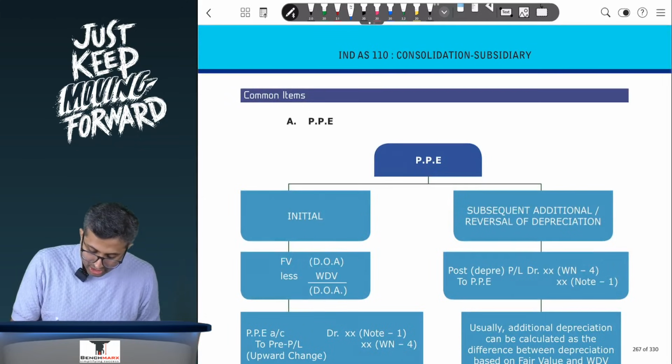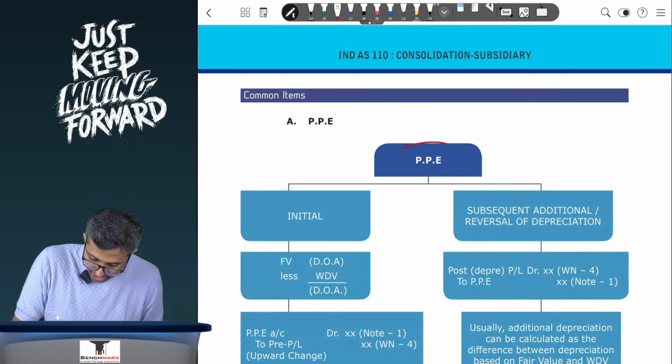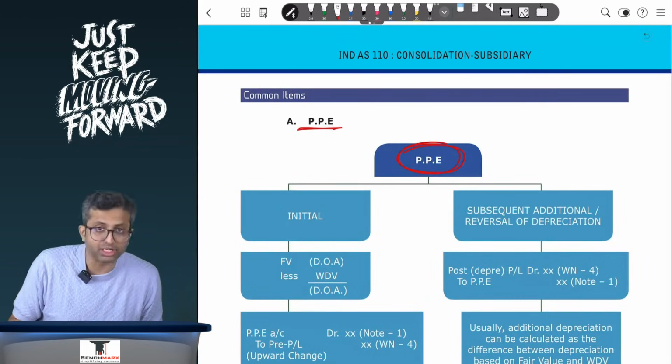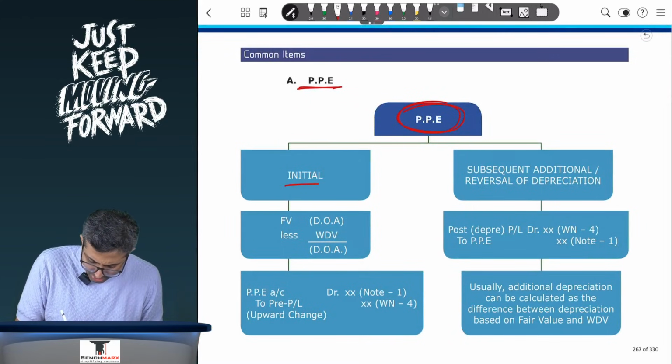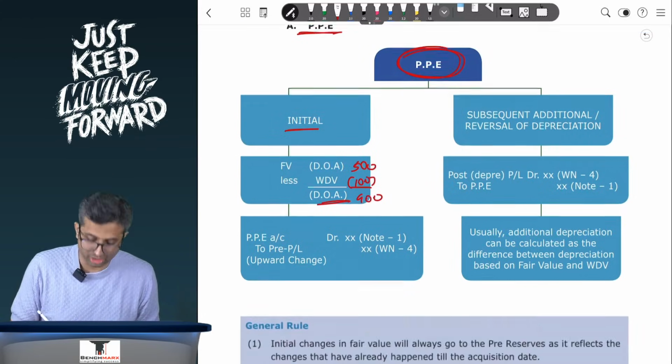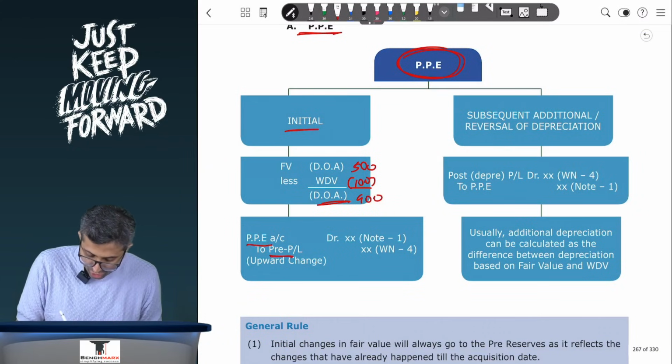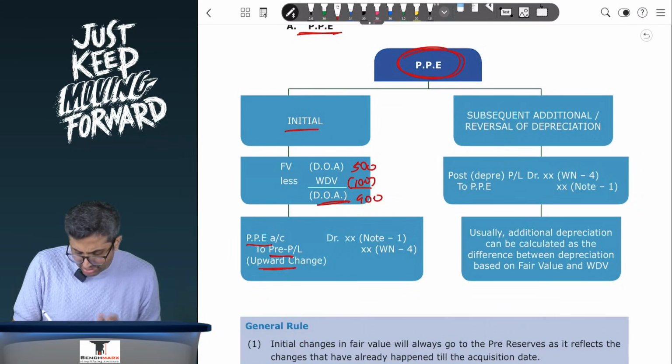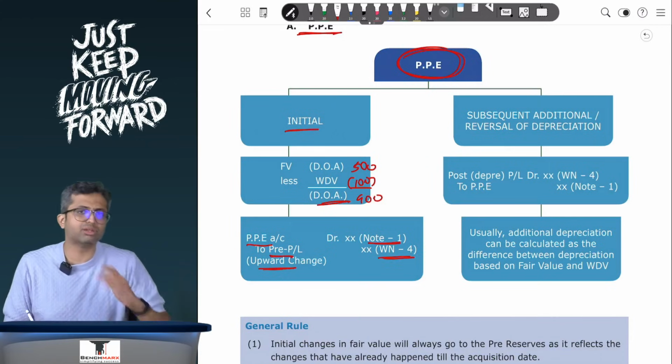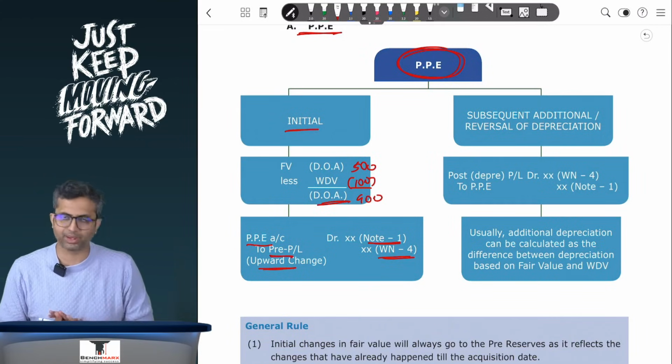So when I look at the adjustments, there would be fair value adjustments pertaining to PP. I will say the initial adjustment, the difference between the fair value, let's say that is 500, minus the WDV, let's say that is 100, that is 400 on the date of acquisition. You will say PP account debit to pre-acquisition P&L. If it's an upward change, as stated; if it's a downward change, the entry will be opposite. PP will be affected in working note 1, and then in working note 4 in the pre-column, you will impact the 400.